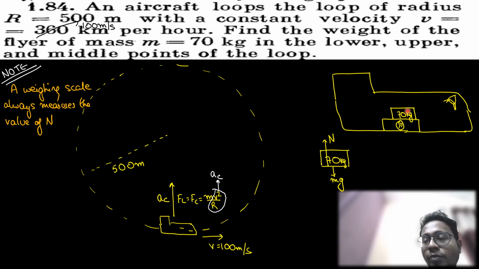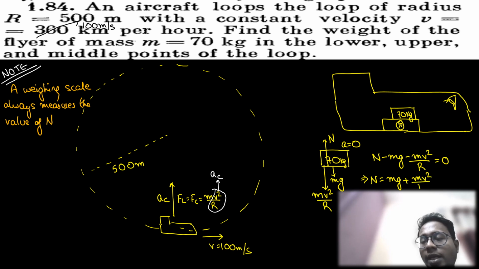So whenever you are seeing any object from this frame of reference, that will experience a pseudo force, and that pseudo force is called centrifugal force, which is equal to mv square by r in the opposite direction to the acceleration of the frame of reference. The frame of reference is accelerating towards the center, so the centrifugal force or pseudo force would be outward. The effective acceleration is equal to 0 when seen from this frame of reference. So if we draw out the equation, n minus mg minus mv square by r is equal to 0, or n is equal to mg plus mv square by r.